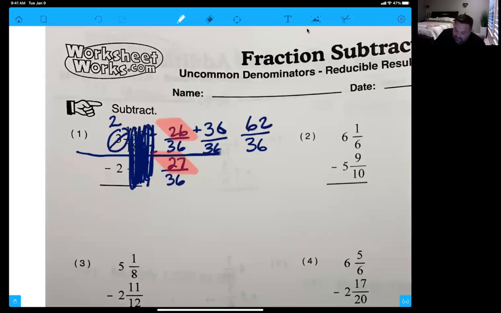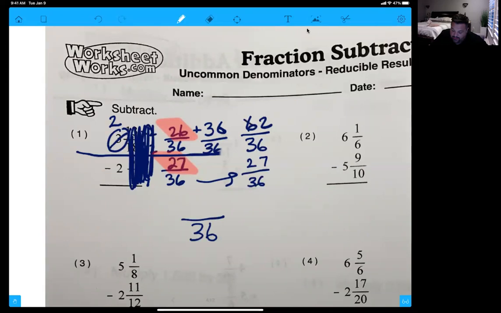So now you need to slide this over. None of this changes, right? 27 over 36, right? Your denominator stays the same in your answer, which is 36. Now you would just do 62 minus 27, which you can do right here.